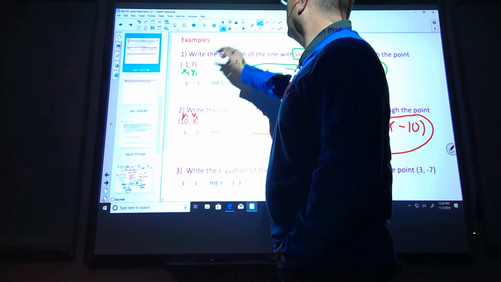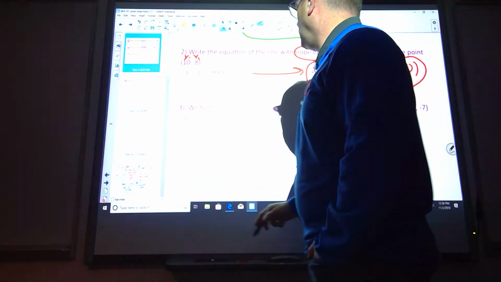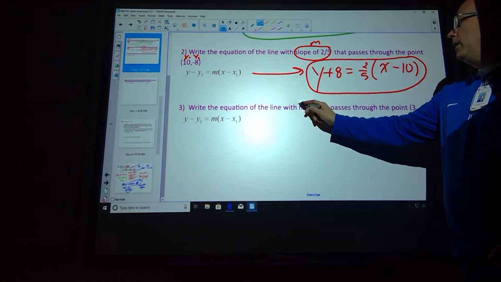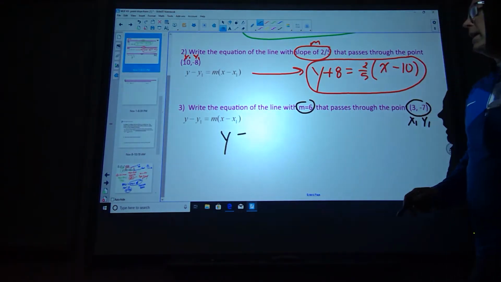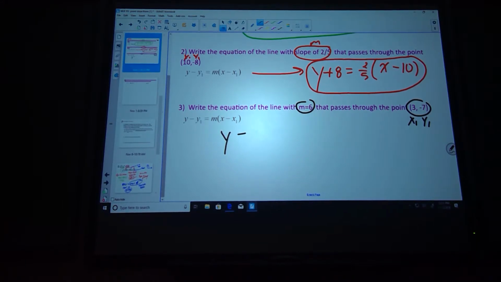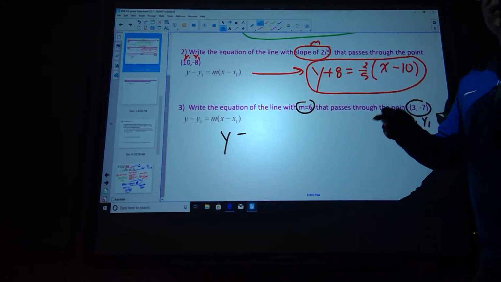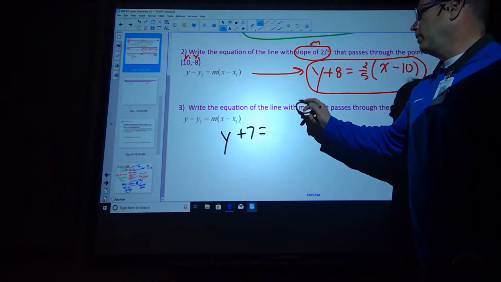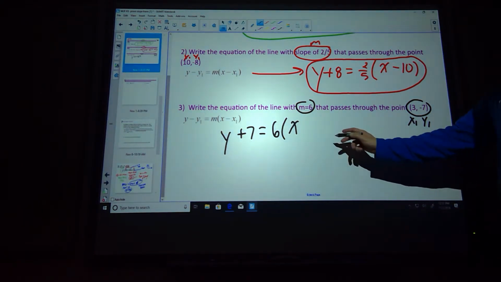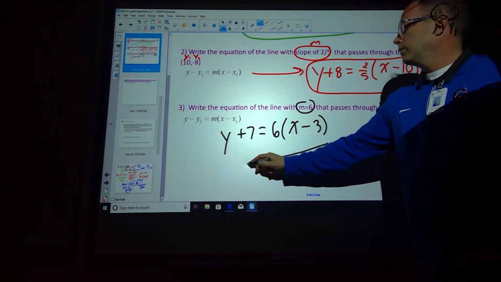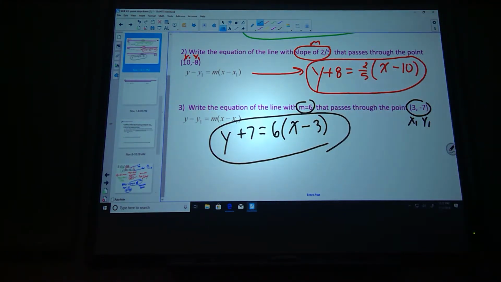We good? All right, let's move that down a smidge. The equation of the line: we got m equals 6, okay, and it passes through this point. So m equals 6, and that's x1 and y1. So we're going to plug right back into that equation. Ready? y minus what? -7. y minus -7 is y plus 7. Good. Slope of 6. x minus x1. x minus 3. Done. That's all it is. Dude, that's it.